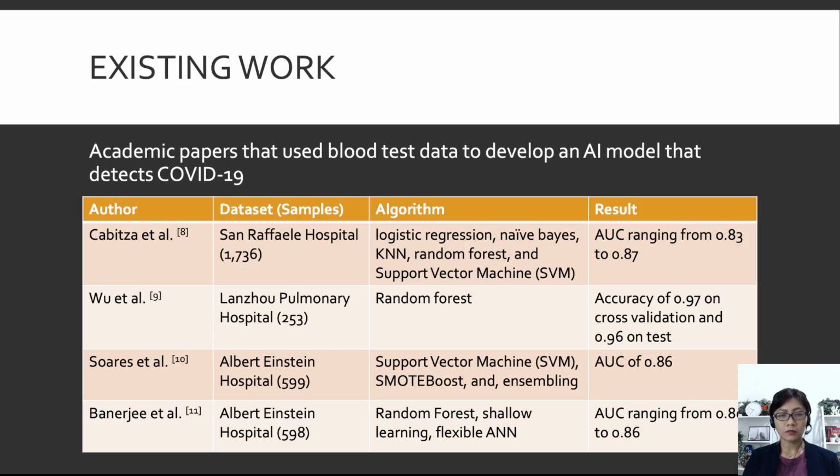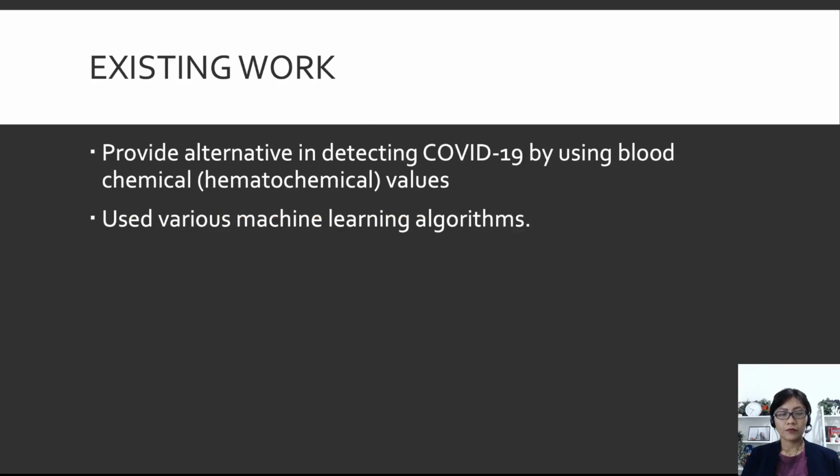And then the study by Banerjee et al. They also use the same datasets, Albert Einstein Hospital, and they use more various algorithms, which are random forest, shallow learning, and flexible artificial neural network. The area under the curve ranges from 0.80 to 0.86. These works provide alternatives in detecting COVID-19 by using blood hematochemical values, with various machine learning algorithms.